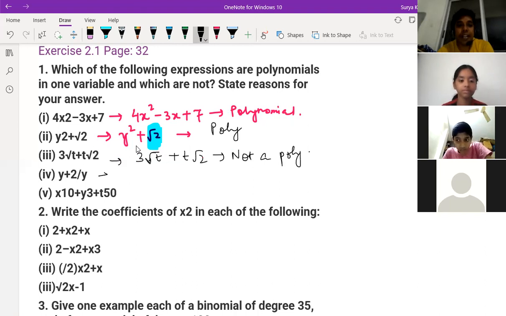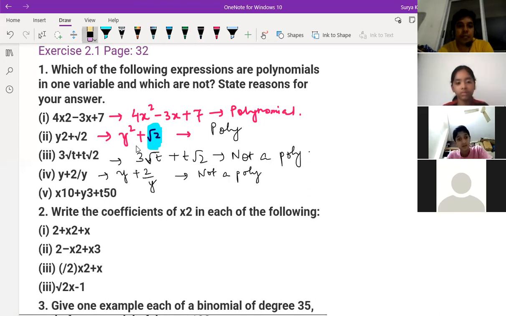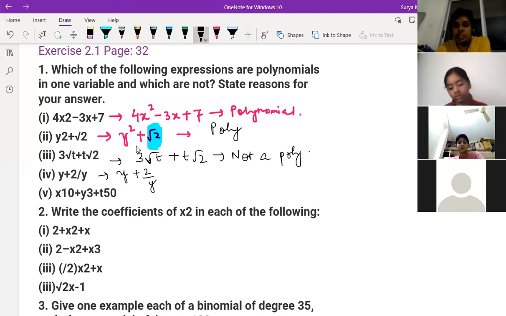What about y plus 2 by y? Who should tell me? Yeah, Sai Charan, tell me. Yeah, sir, it's not a polynomial. Why is it not a polynomial? As it's in fraction form, sir, means the variable. Where is the fraction from? Only the power should not be a fraction, then it's a polynomial, no?